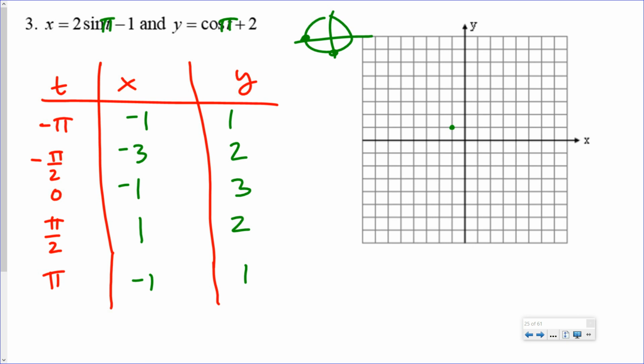So negative 3, 2 is right there. So is everybody good? I'm moving that way. Okay, so I'll put my arrow in just so I'm doing it right. And then at time 0, I'm at negative 1, 3.